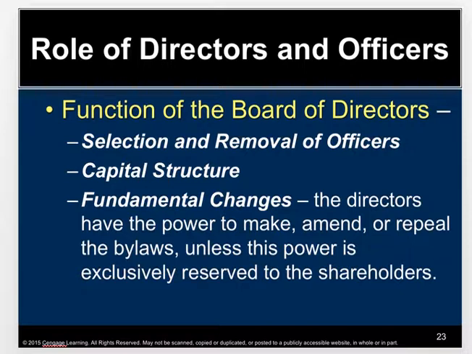Also, on any fundamental changes, the directors have the power to make, amend, or repeal the bylaws, which in essence is the operating agreement, the agreement that controls what the corporation can and cannot do, unless that power is exclusively reserved to the shareholders.